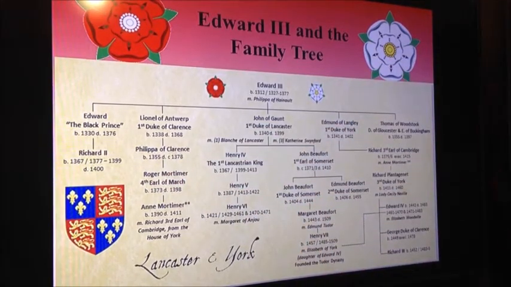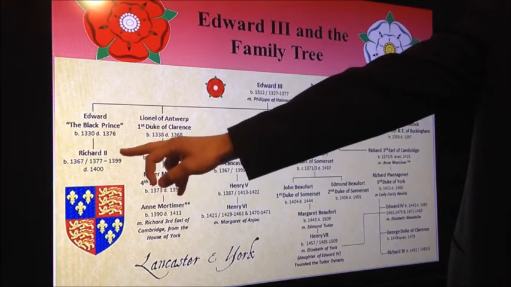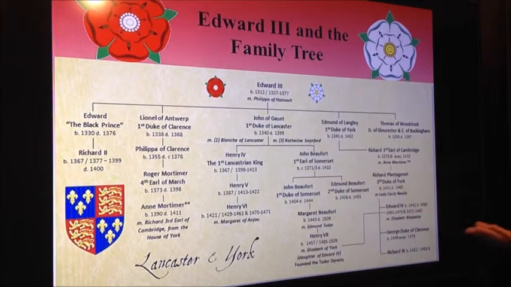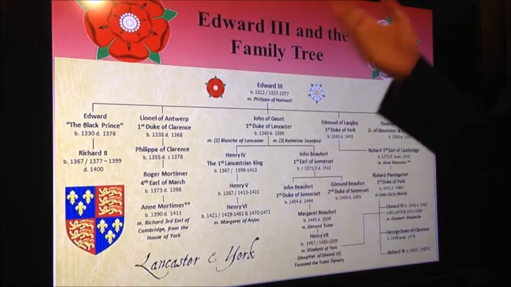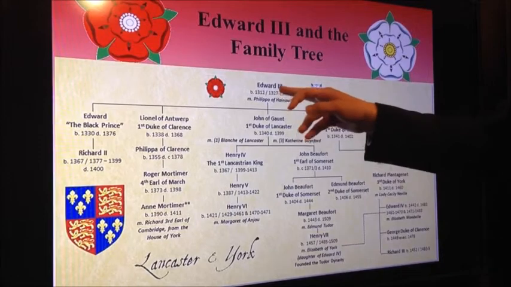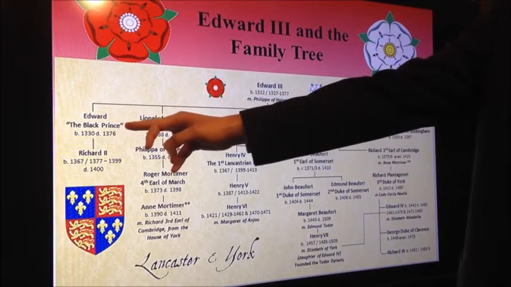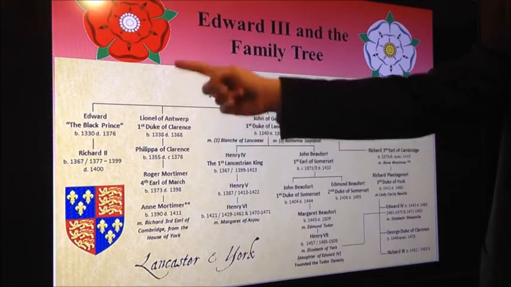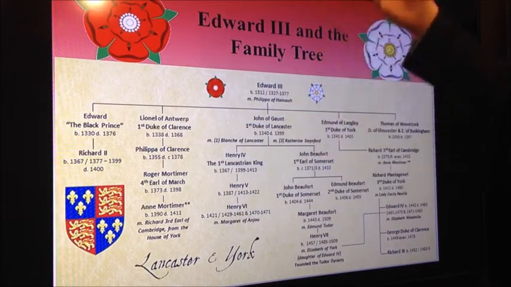Now, we'll be looking at this family tree in depth a little later on, but for right now, the three most important people are Edward the Black Prince, Richard II, and of course, John of Gaunt, the third surviving son of Edward III. Now, the way inheritance works for the throne is that it goes to the eldest son, and then if the eldest son dies, it would go to the eldest son's children.